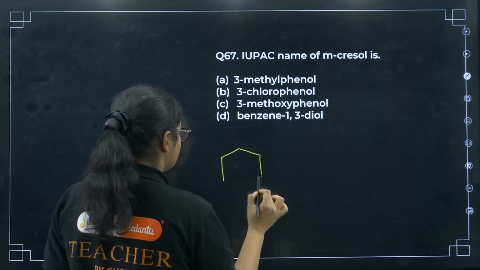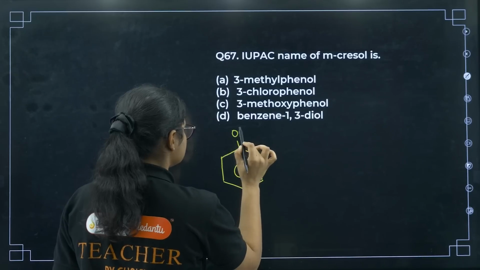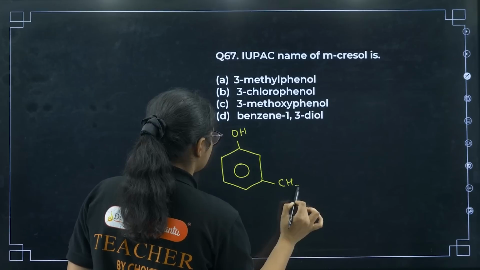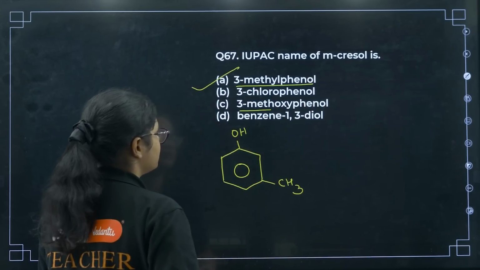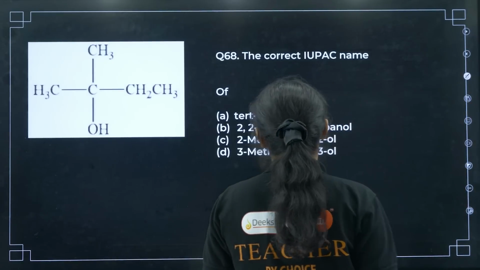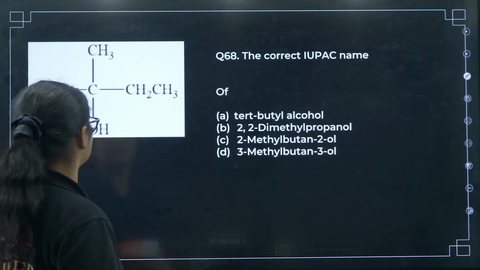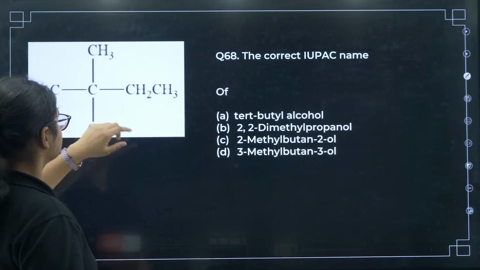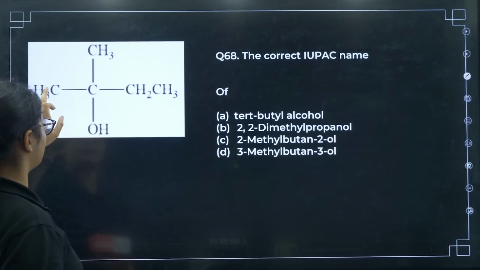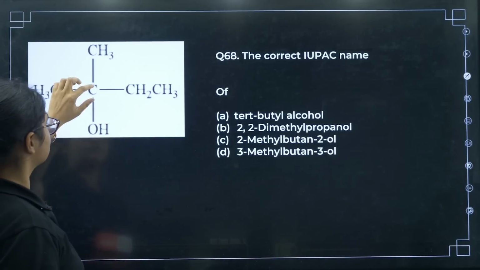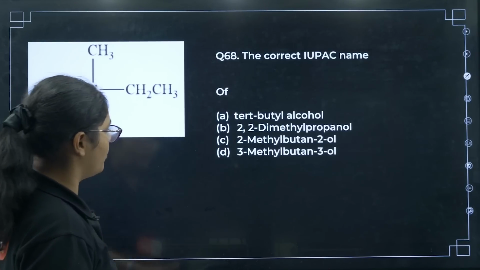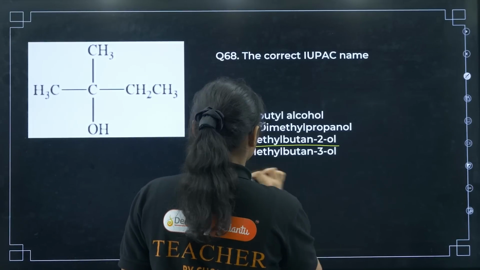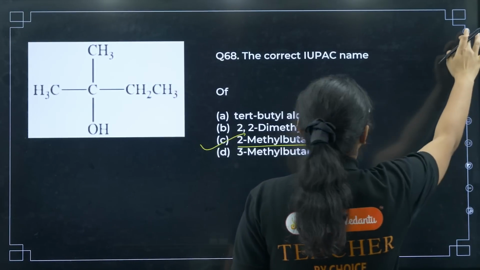Next, IUPAC name of metacresol. If you see, metacresol is like this. You have OH and you have CH3. So you can write down 3-methyl phenol. That is option number A here. Next, the correct IUPAC name of the given compound. I can number it like this: 1, 2, 3, 4. So 2-methyl, right? 1, 2, 3, 4. So 2-methyl butane-2-ol, option number C here.